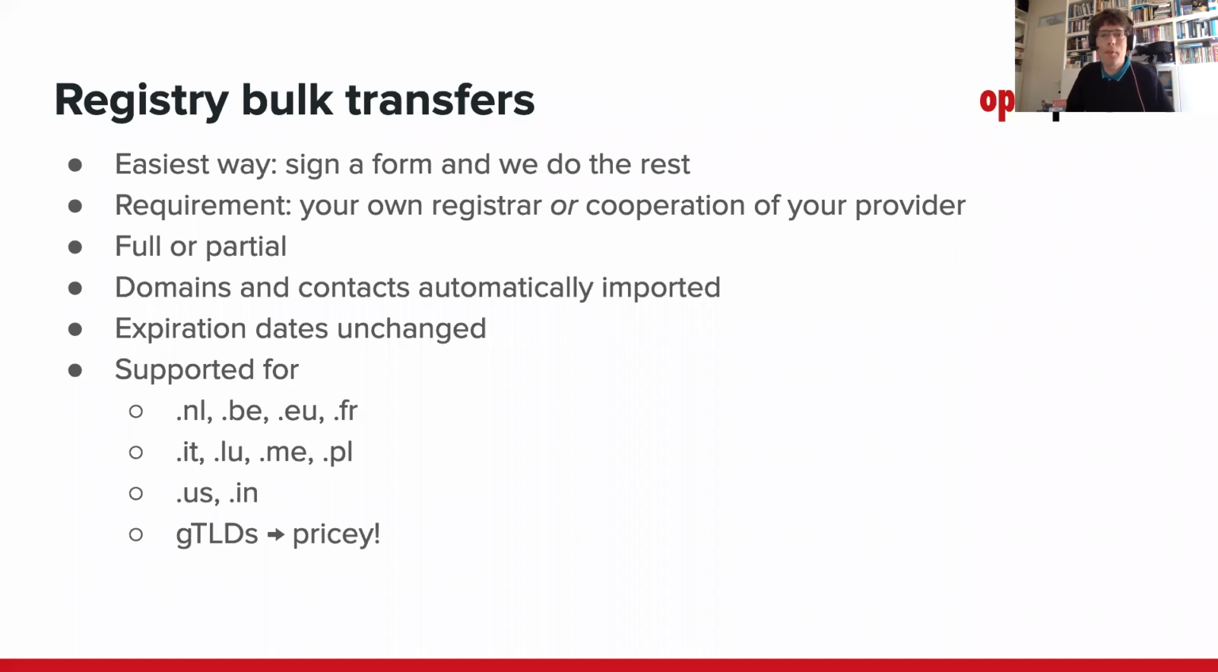Maybe some nice numbers before heading to the next slide. Until now, we have done more than 270 .nl takeovers for a total of more than 300,000 domain names. .eu and .be takeovers are a bit less, but still dozens of them, summing up to around 100,000 domains. That shows a little bit of the experience that we gathered over the years. I think it's obvious that we love the registries that offer registry bulk transfers, and we encourage every registry to implement it.